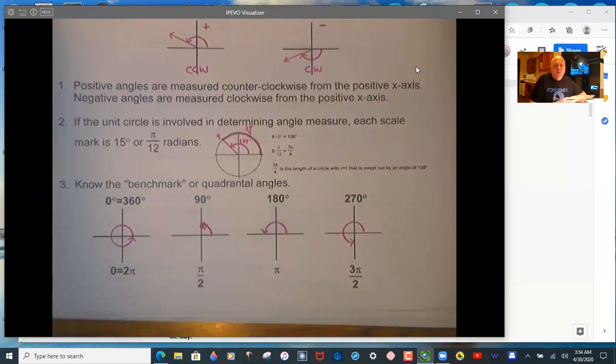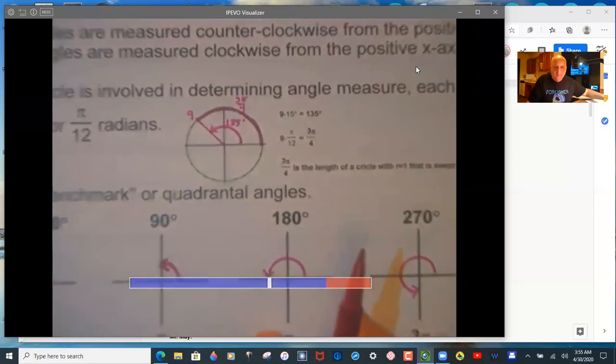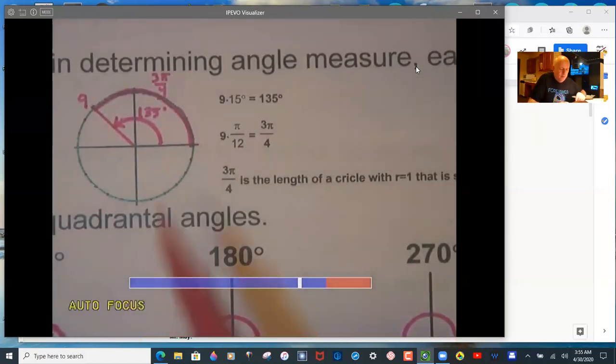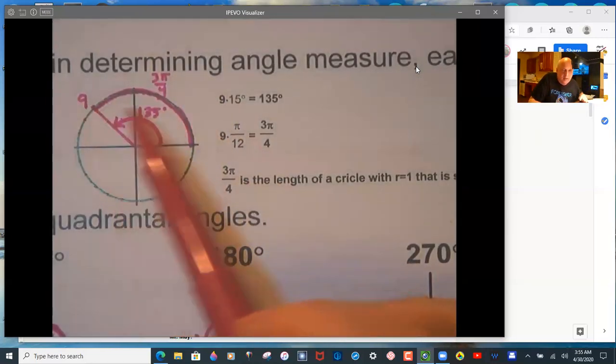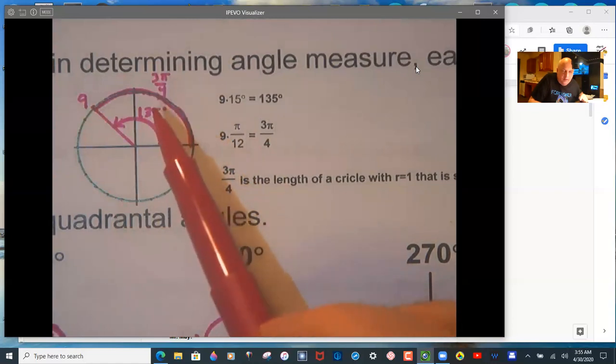Now, if the unit circle is involved in determining angle measure, each scale mark is 15 degrees. So if you see scale marks, why would we want to scale a circle? Because the circle becomes the x-axis when we start function trig. And each little mark is going to be 15 degrees or pi over 12. So you just need to count. So if this were your problem, and this is what you would be given, you wouldn't see these two. You'd be figuring this out.